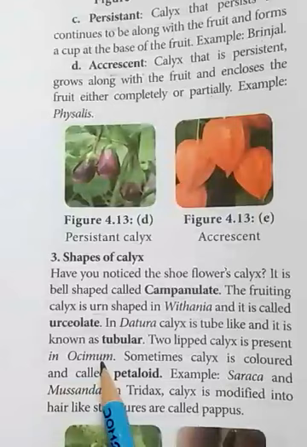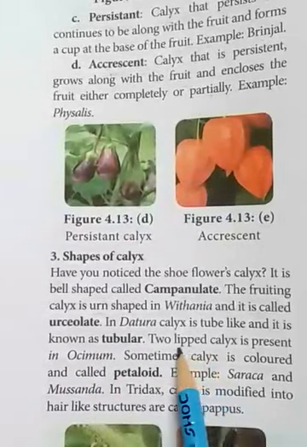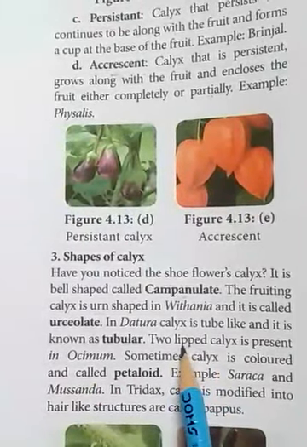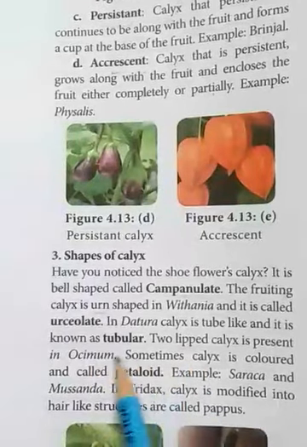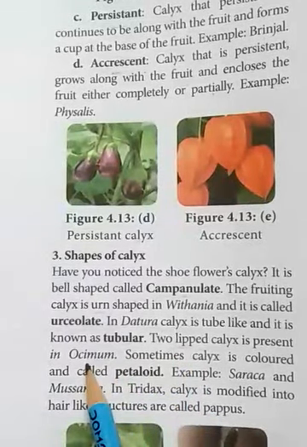Two-lipped calyx is present in Ocimum. That is, the calyx forms 2 layers. Okay, they are called the 2 lips. So then it is called bilabiate, and you can find it in Ocimum.